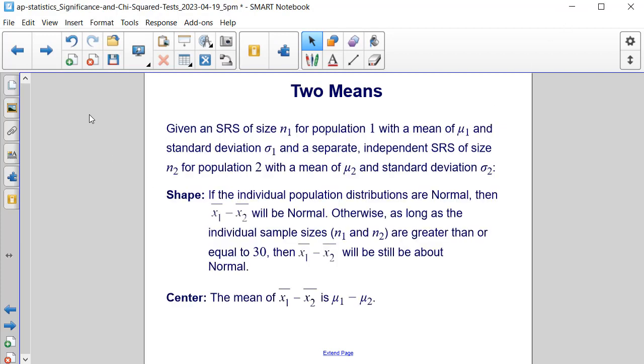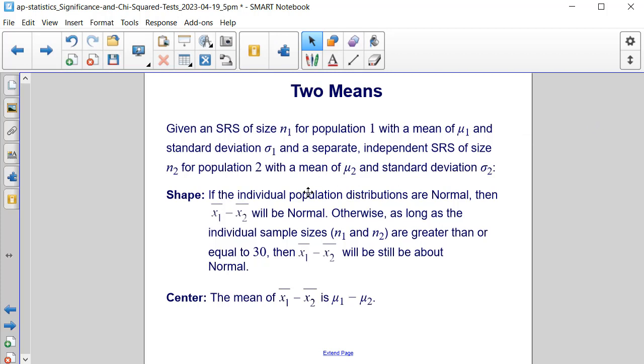Given an SRS, or simple random sample, of size n1 for population 1 with a mean of mu sub 1 and a standard deviation of sigma sub 1, and a separate, independent simple random sample of size n2 for population 2 with a mean of mu sub 2 and a standard deviation of sigma sub 2, the shape is determined based on whether or not the population distributions are normal.